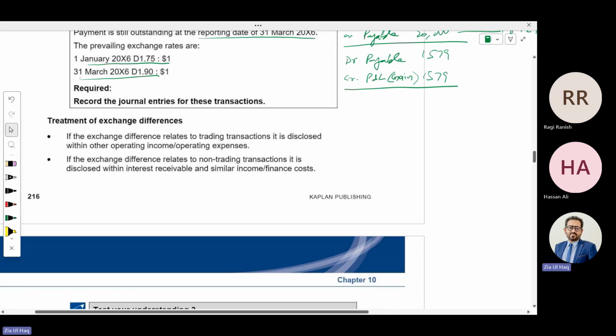Treatment of exchange differences. If the exchange difference relates to a trading transaction, it is disclosed within other operating income, operating expenses. Trading transaction means inventory purchase, sale. If the exchange difference relates to a non-trading transaction, such as purchase or sale of an asset, it is disclosed within interest receivable and similar income, finance cost.